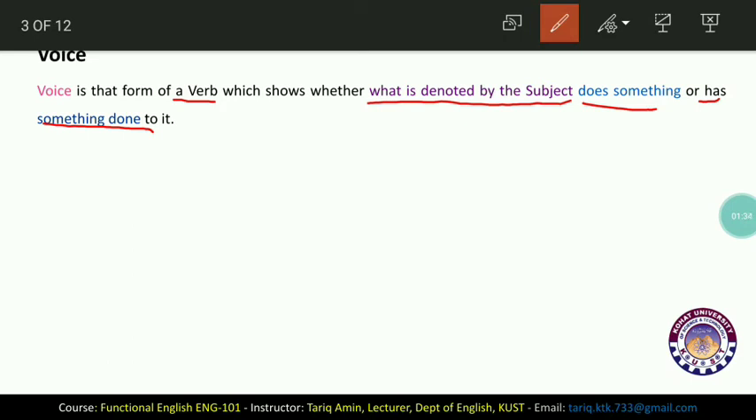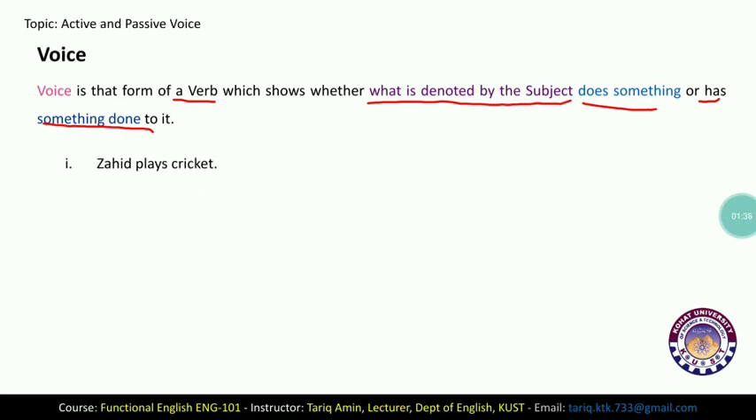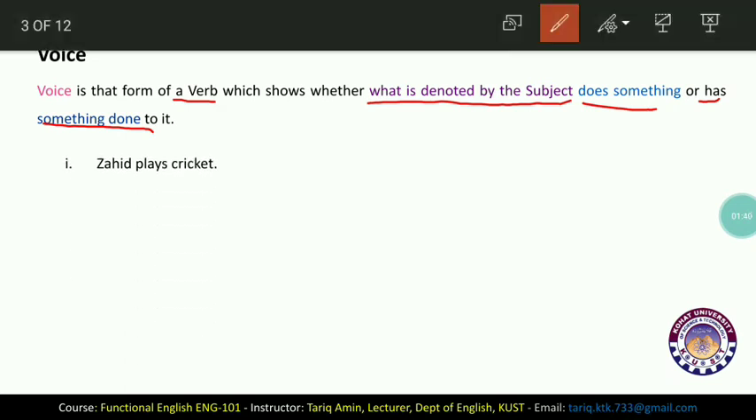So it tells us two things. For example, Zahid plays cricket. In this sentence, Zahid is subject, plays is verb, and cricket is object. So in the definition, we say that voice is that form of a verb which shows whether what is denoted by the subject does something or has something done to it.